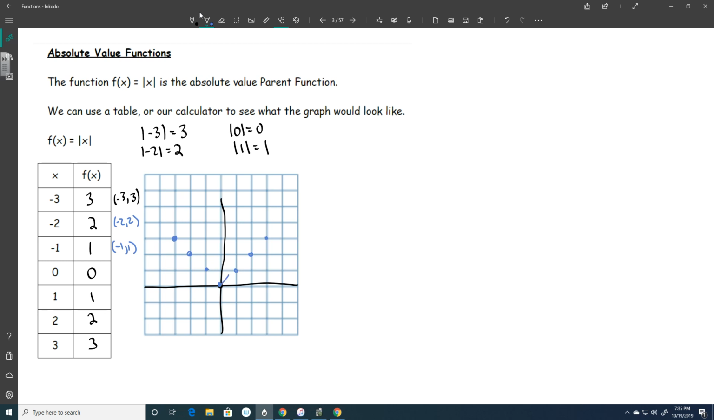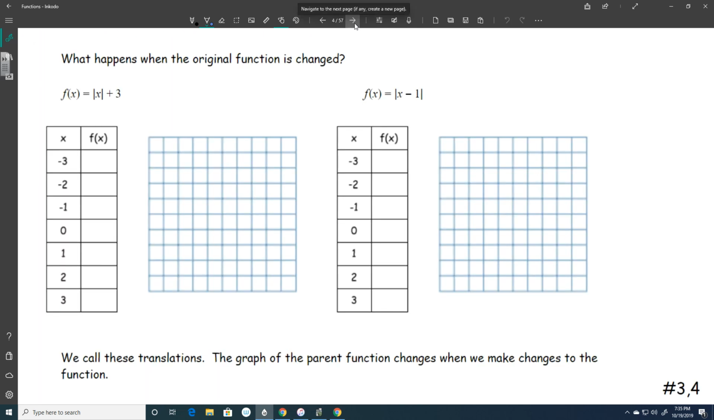So there's your absolute value graph that I showed you on the calculator, but that's what it looks like when you draw it yourself. Okay, and that's something that you're going to need to be able to do. The functions won't always be as simple as the parent function. In fact, what we'll start doing and what you'll see on the homework is we change the function. So f of x, instead of just equaling the absolute value of x, we're going to add 3 to it. And what that does is it shifts my graph somehow.